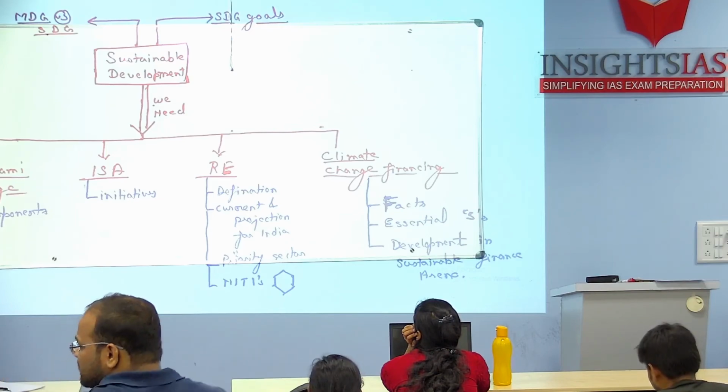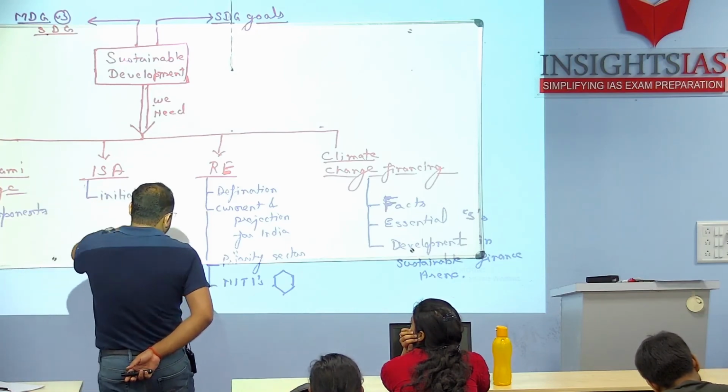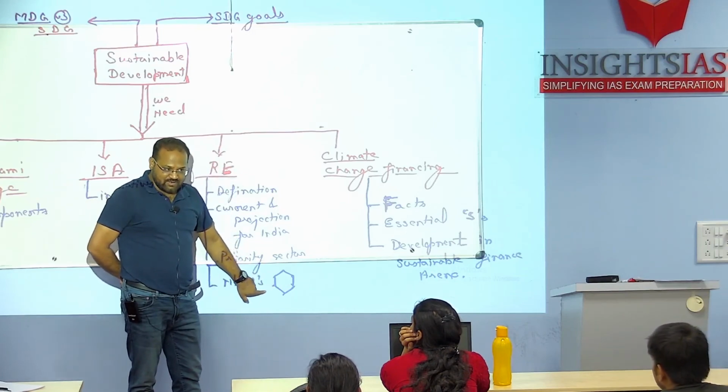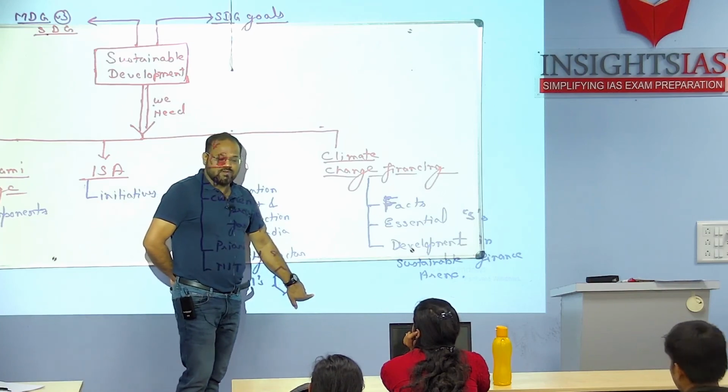So within that, the sub points: what kind of policy, what kind of programs, what kind of capacity building, what kind of R&D, and what kind of recycling.